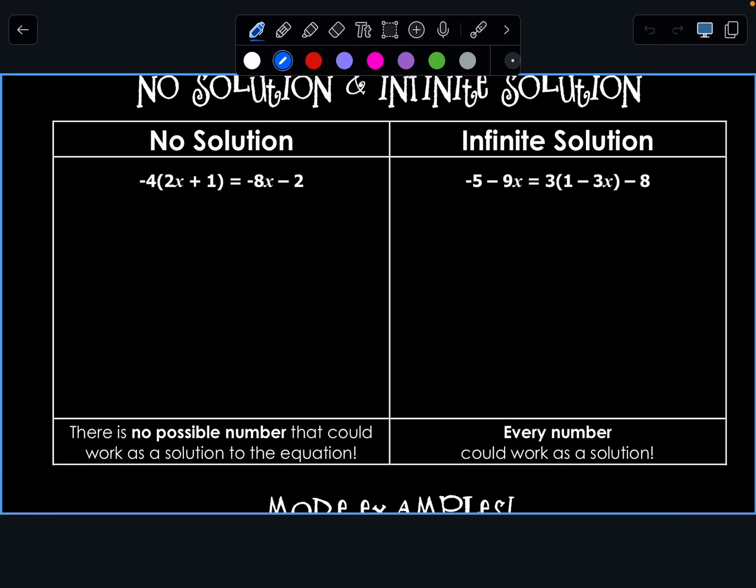On the front of your packet, it should say one-step equations, okay? All right, so no solution.